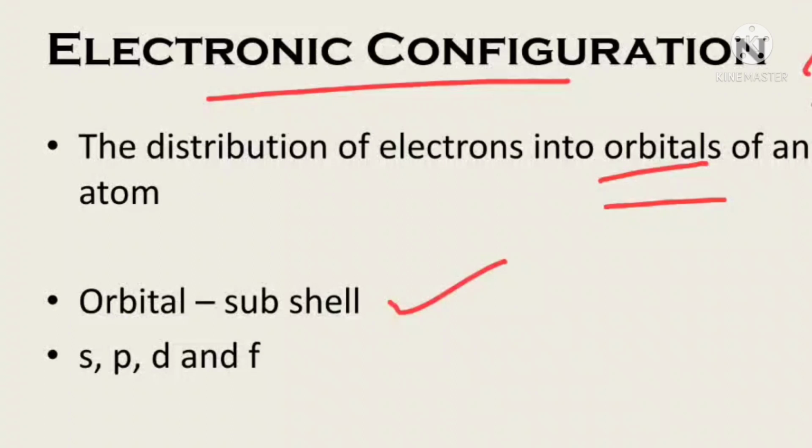Normally we have s, p, d, f. There are 4 subshells. Other than this, we also have g subshell, h, and i. But normally we use s, p, d, f. Distribution of electrons of an atom into these different subshells is known as electronic configuration.